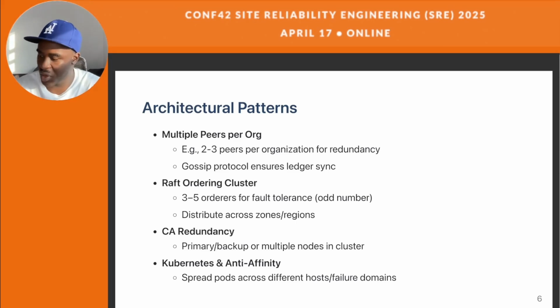If you're running Kubernetes, the feature of Kubernetes is called anti-affinity. You want to spread the peers or orderer pods across different nodes. You don't want them running on the same Kubernetes node, because if that Kubernetes node should go down, for example, you have your whole network going down.